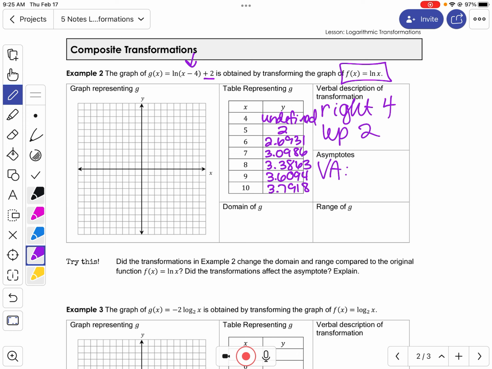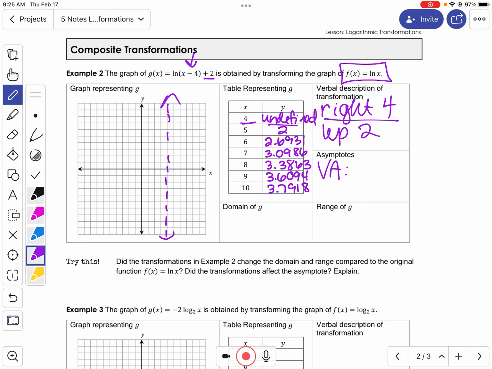Anytime you have a vertical asymptote, it will be shifting whenever you are going left and right. So notice we went right 4, and normally it's at 0, so now it's going to be at x equals 4. I want you to go ahead and draw that vertical asymptote, so that way you know that you can't cross that line there. That's the reason when x is 4, it's undefined, because that is your asymptote.